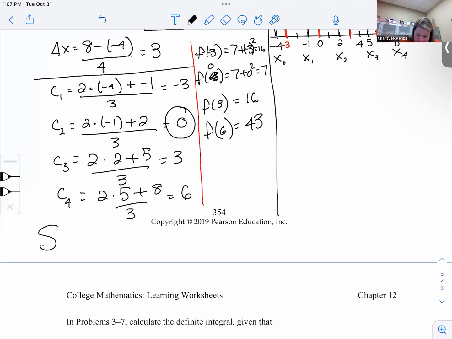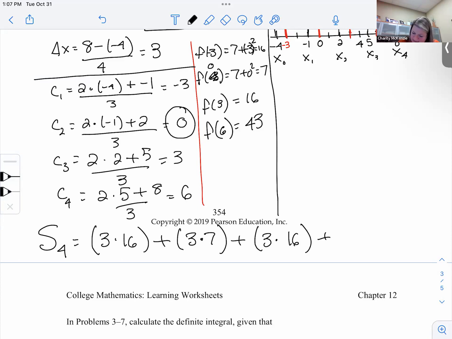So our sum is going to have 4 rectangles. Always use parentheses, it'll just help. The first rectangle is going to be 3 by 16. The next rectangle will be 3 by 7. The next rectangle is going to be 3 by 16. And the last one is 3 by 43. So put that in your calculator and you get 246.